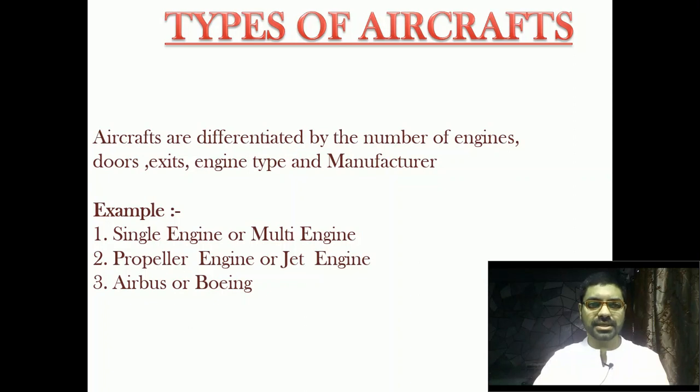As you can see on the screen here, aircraft are differentiated by the number of engines. The first thing is the number of engines, then the doors, the exits, engine type, and manufacturer. So the first one is the number of engines.